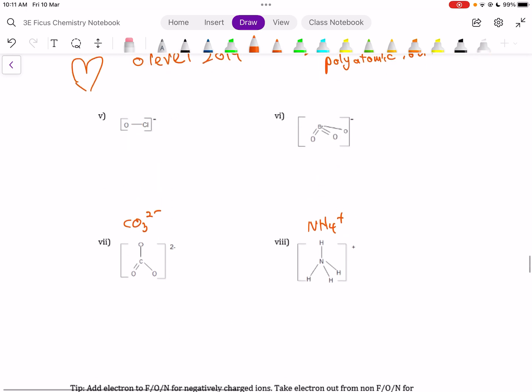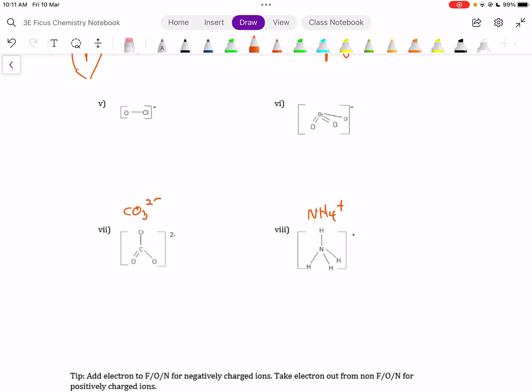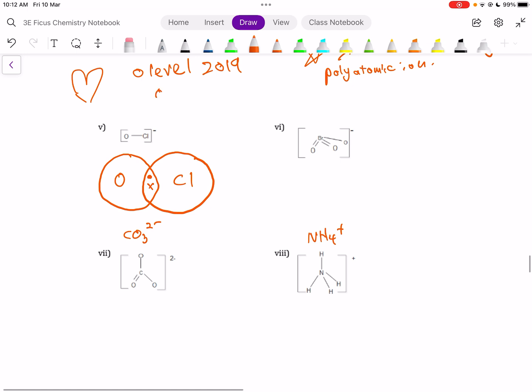So there are some instructions as to what we must do, on top of what we usually do for drawing dot and cross diagrams for covalent bonding. Just now what we did was this. Based on this, it is obvious to us that there is one bond. Oxygen, chlorine. Oxygen I will use dot, then chlorine I will use cross. So I need to figure out how many electrons are left.